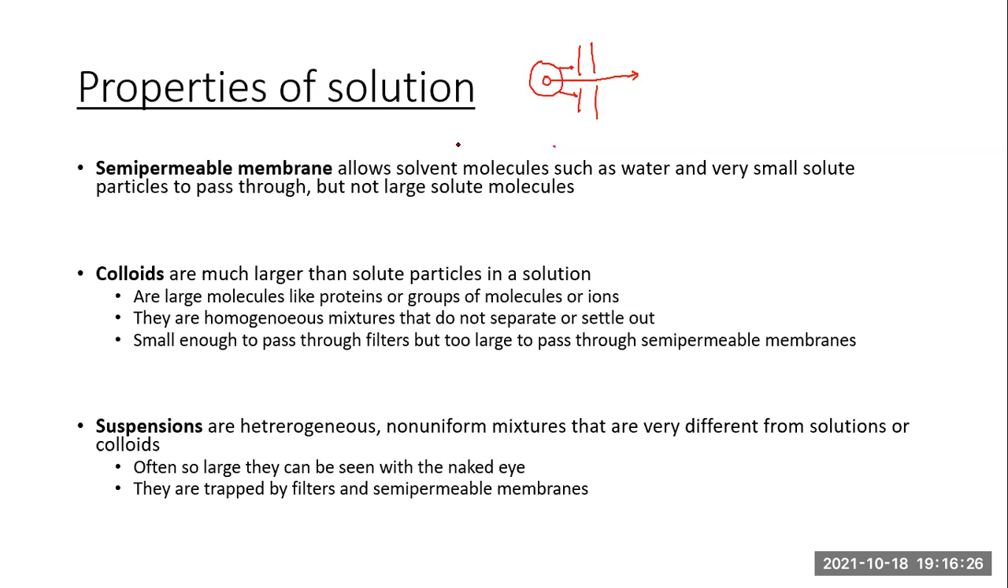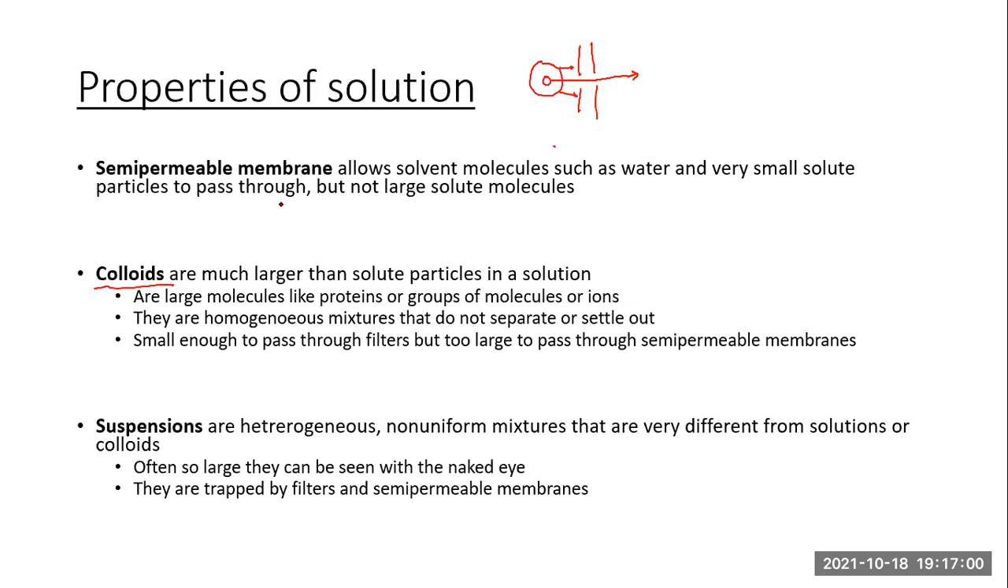So there are different ways we describe certain things. There are things that are known as colloids. Colloids are much larger than solute particles in solution. They're large molecules like proteins or groups of molecules. They are homogeneous, which means they are the same throughout, so they are mixtures, kind of like solutions almost. They don't look like different layers. They're small enough to pass through filters, like a piece of filter paper, but they're too large to pass through the semipermeable membranes.